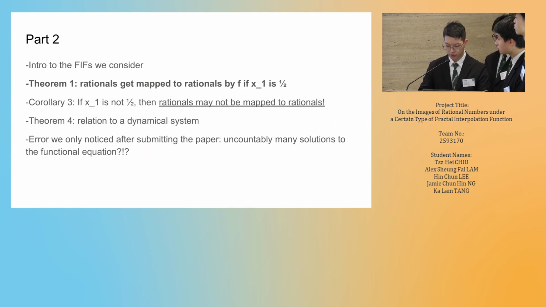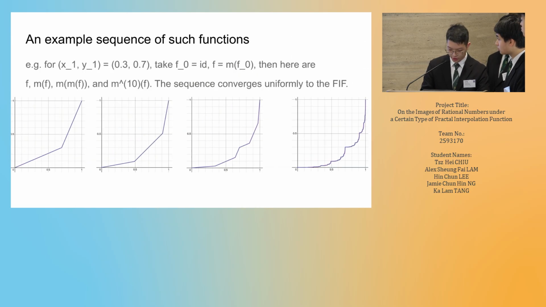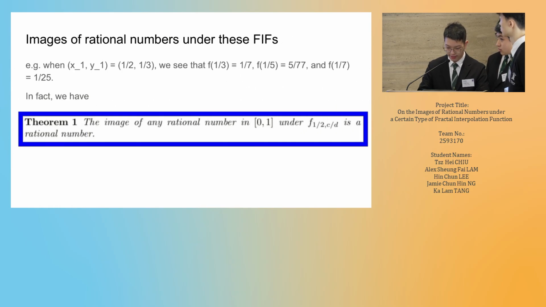And next, I'm going to talk about theorem 1. Once we see this function, we want to think about whether or not rationals get sent to rationals. It turns out that they do. For example, f of 1/3 is 1/7, and f of 1/5 is 5/77, and so on. And then we can actually prove this.